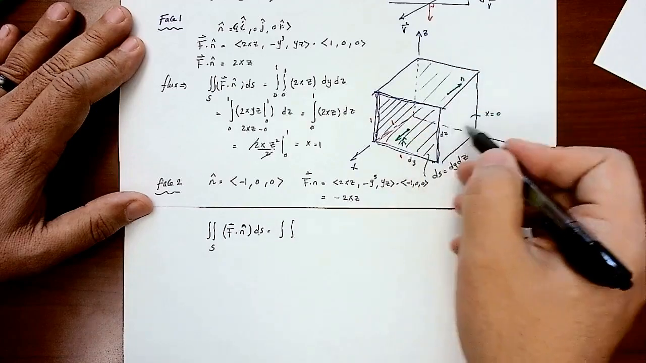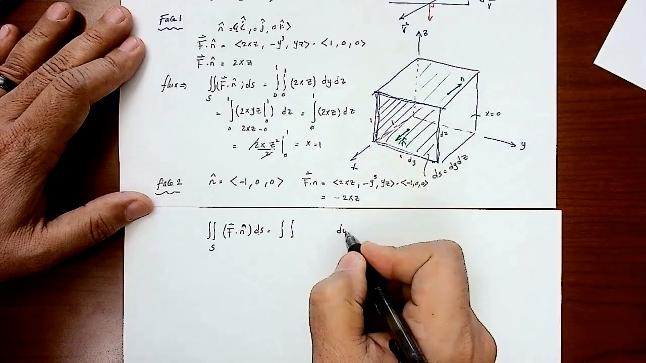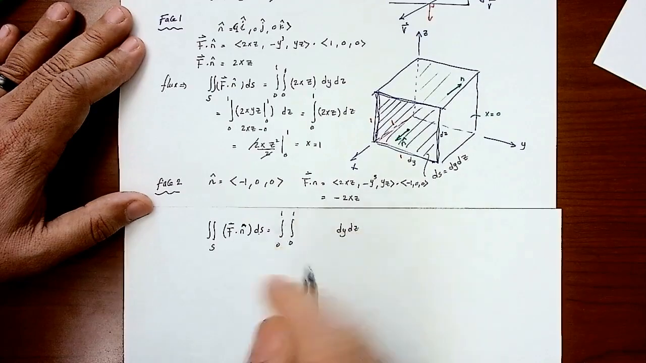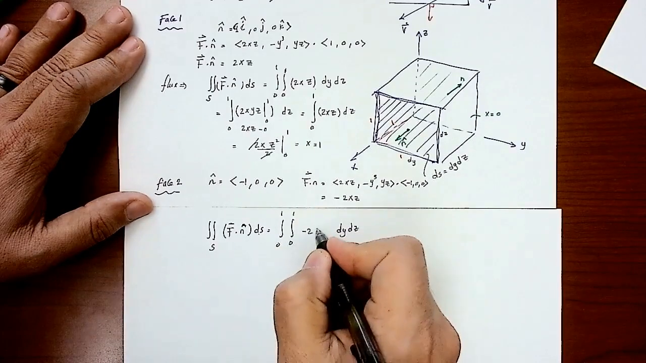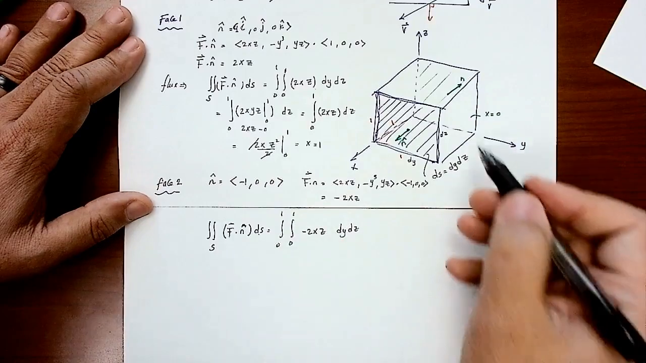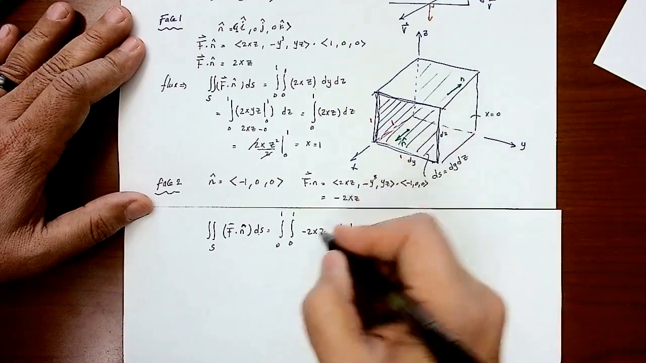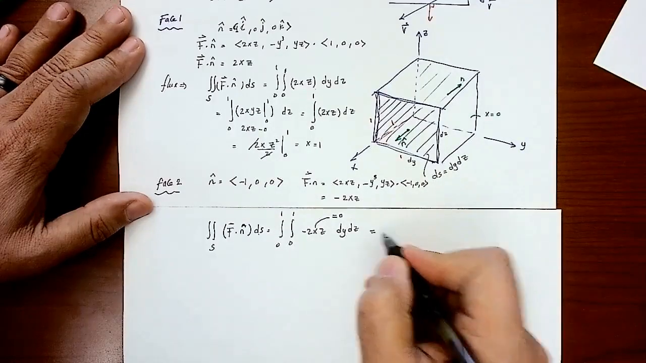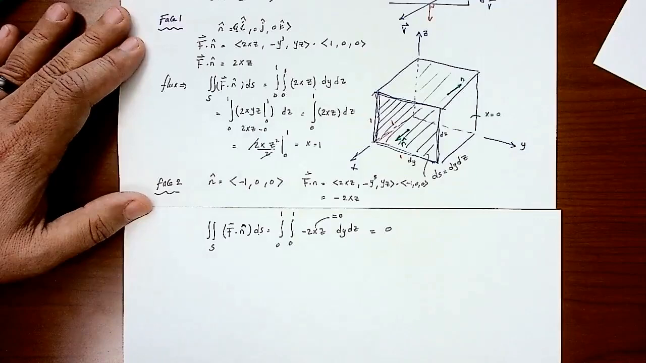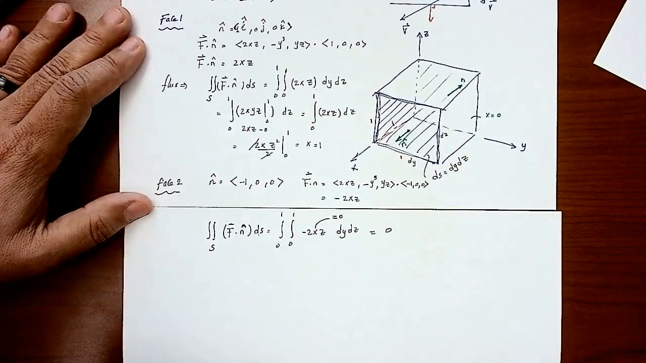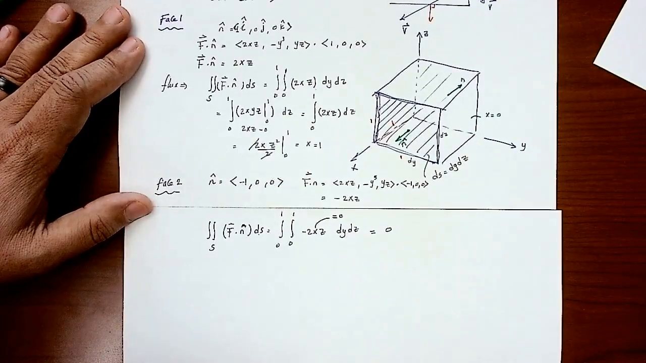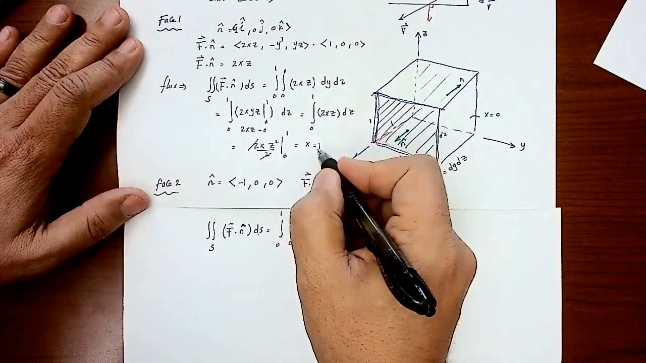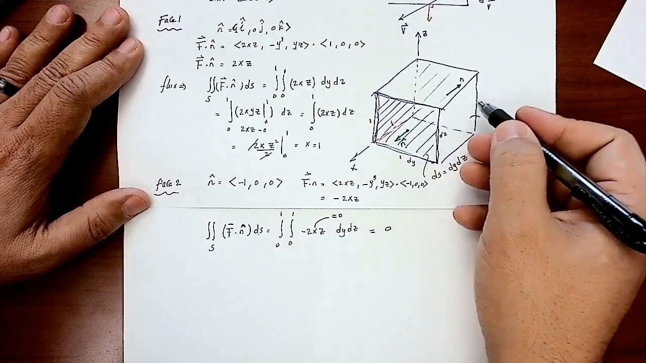ds is the area of that face, which is still dy dz. Each one changes from 0 to 1. F dot n is minus 2xz. But remember, the x coordinate of that back face is x equal to 0, which means that this integration is already equal to 0. So that's the flux. This is the flux from face 1. This is the flux from face 2.